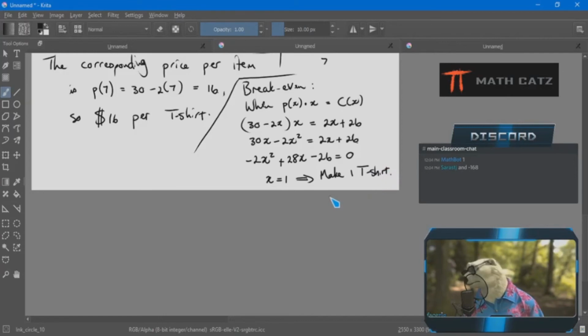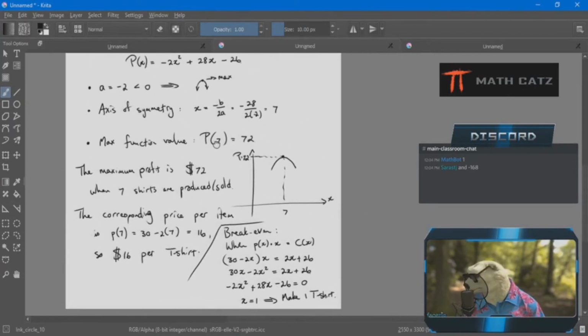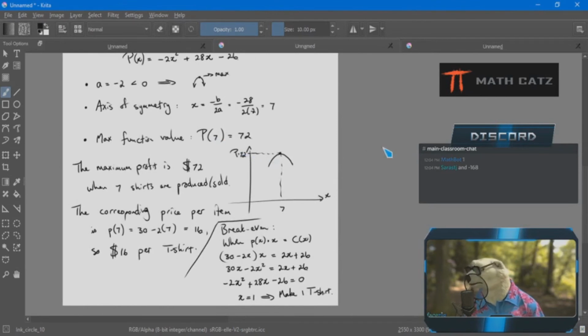But this analysis says, according to all the information, if I make 1 t-shirt, I won't lose money. I might lose my time, but I'm not going to lose any money. All right, so that's a nice variation. Mix things up a little bit. See something different. See something in words. You know, it's good. Mix things up.